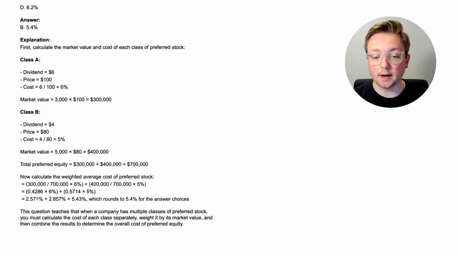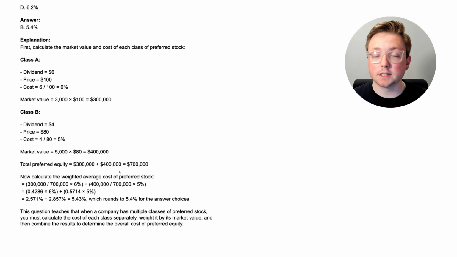Now we can figure out the weighted average cost of the preferred stock. Again, we have to figure out the weight of each of the stocks. So 300,000 divided by 700,000, that's Class A, gives us its weight. But in this case, we go straight to multiplying it by the preferred dividend, which is the cost. So 300,000 divided by 700,000 multiplied by 6%. And the same thing for Class B, 400,000 divided by 700,000 multiplied by the 5% dividend, or the cost. That gives us 0.4286 multiplied by 6% plus 0.5714 multiplied by 5%. Then we add those two together, and that gives us 5.43%.